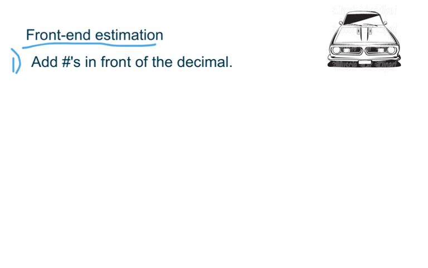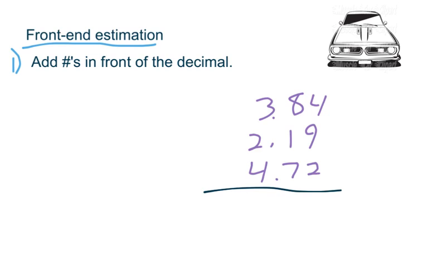So for example, if we were adding up 3.84, 2.19, and then let's say 4.72. The first thing we would do is just add these front numbers, the numbers in front of the decimal. So 3 plus 2 plus 4 is 9, and we would get 9.